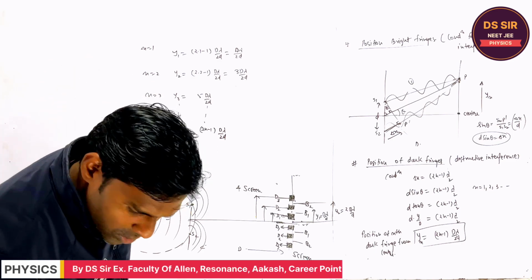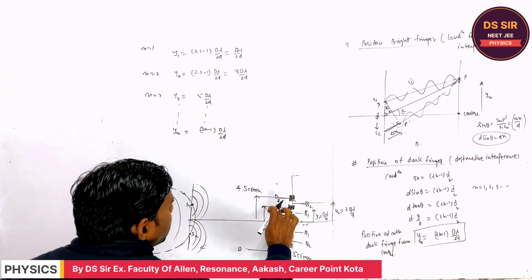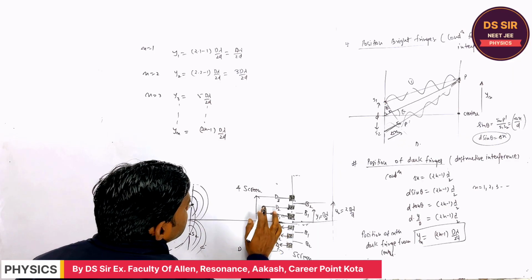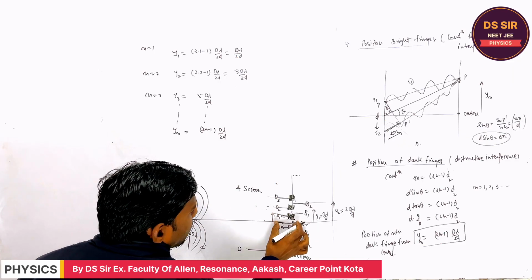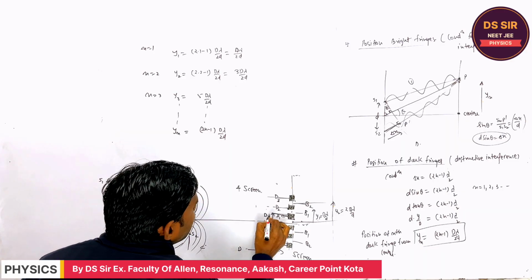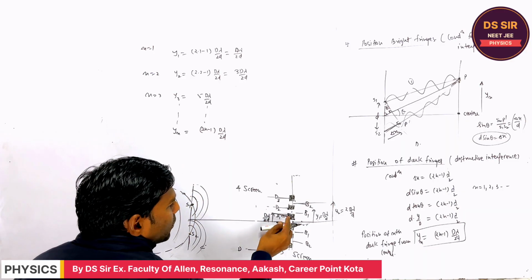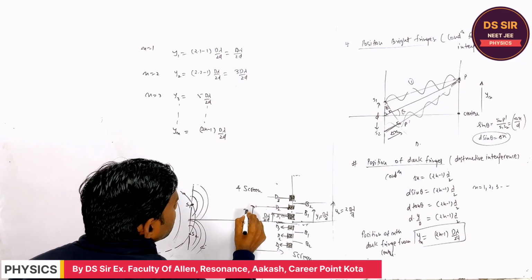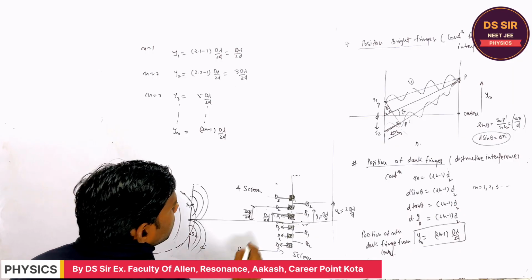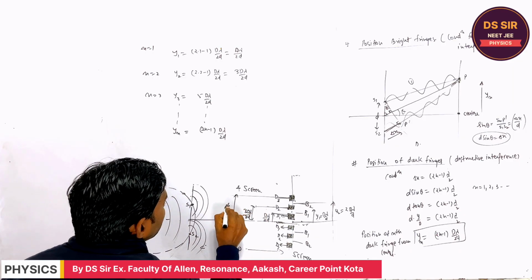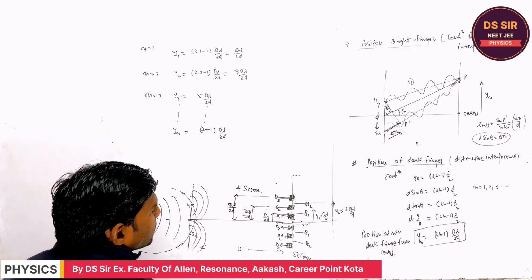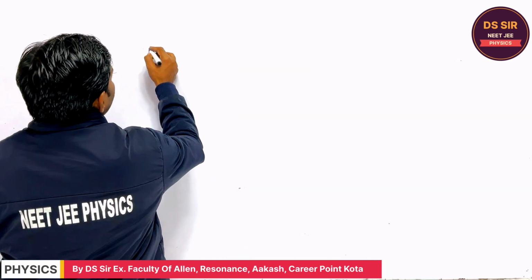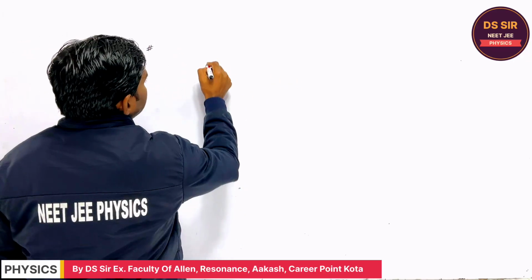So listen one thing. If you assume it to be d1, this distance is what? The d1 distance is D lambda over 2d from the center. For d2, what is the distance? 3D lambda over 2d. And for d3, 5D lambda over 2d. Is it clear or not? You tell. Copy this.